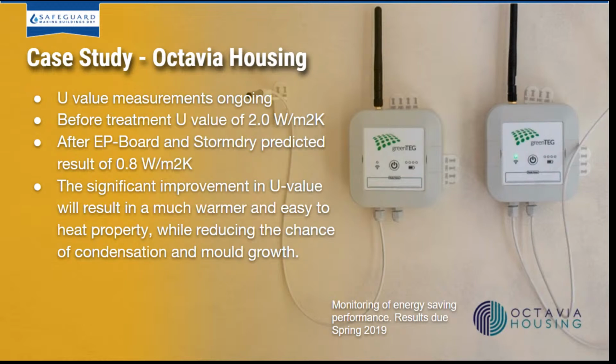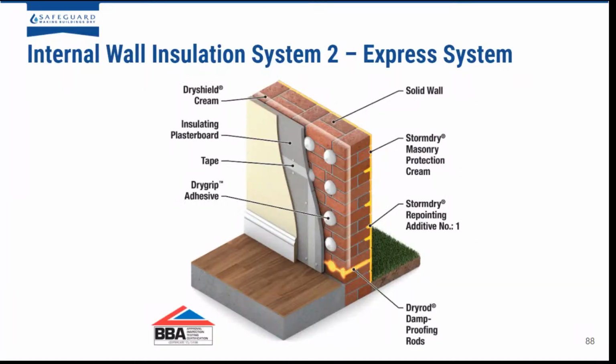So U value measurements are ongoing. Before the treatment, the U value was around 2 watts per metre square Kelvin. After we build and storm dry, it's predicted to be about 0.8. And the significant improvement in U value will result in a much warmer and easier to heat property, and it will hopefully also reduce the chance of condensation and the mould growth issues.